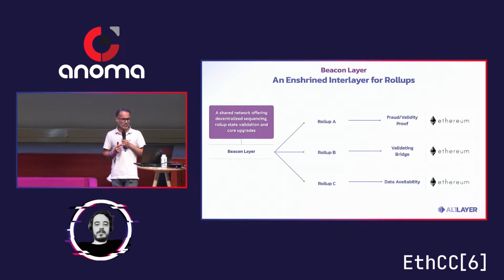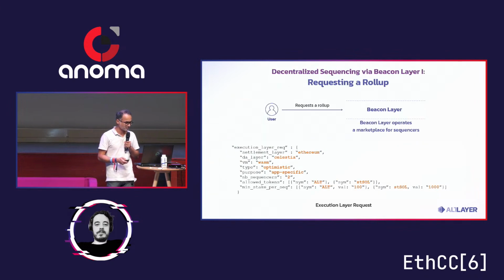And so this is kind of how the beacon layer would basically sit. So you have the beacon, you come and make your request for a certain rollup through the beacon layer, and the beacon layer will basically help you orchestrate the rest of the infrastructure for you.